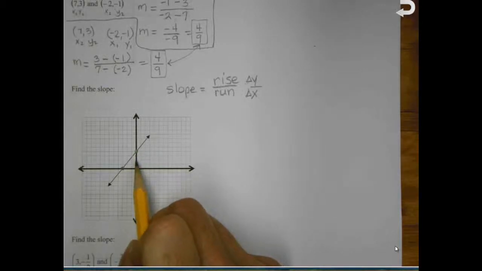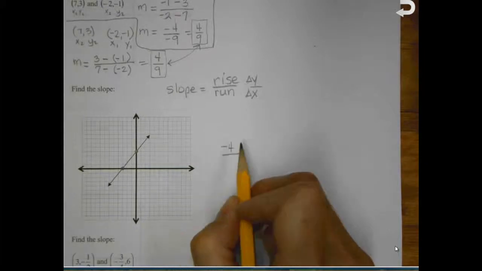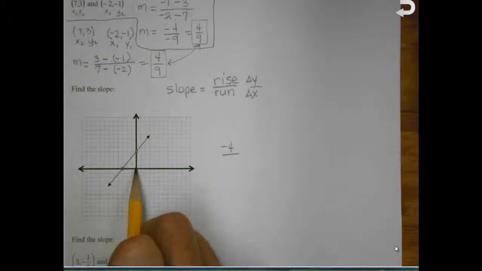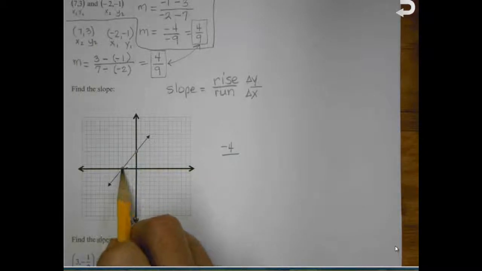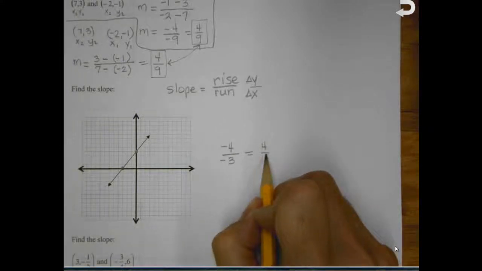I go 1, 2, 3, 4 in the negative direction, so -4, that's in my y direction, and then from there, how do I get to my point in the x direction? I have to go 1, 2, 3, -3. So that'll give me positive 4 over 3.